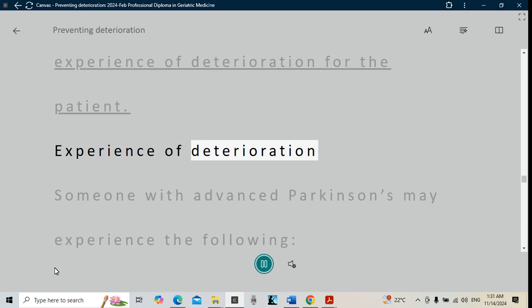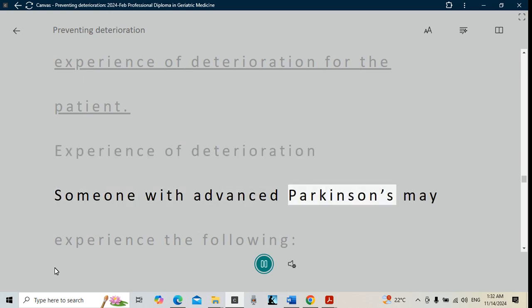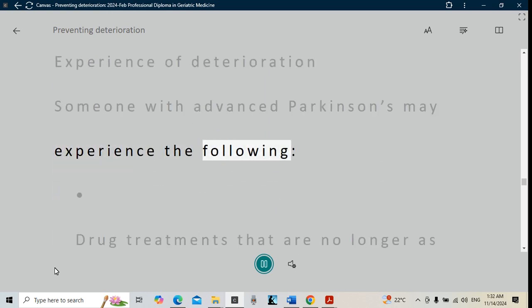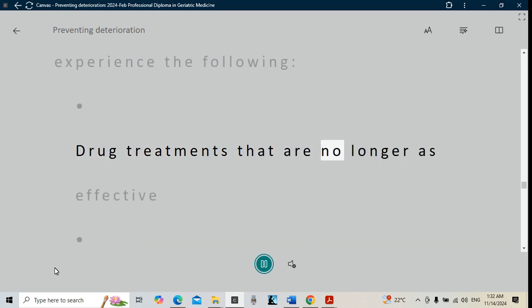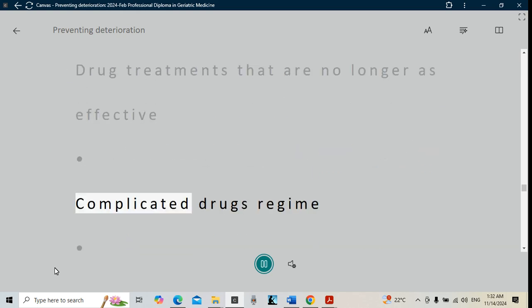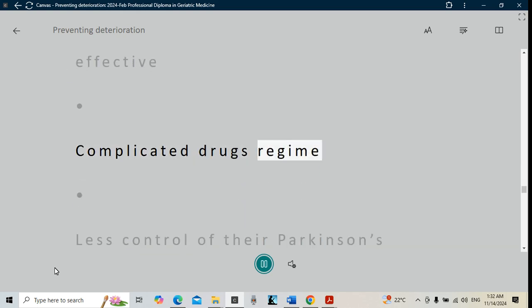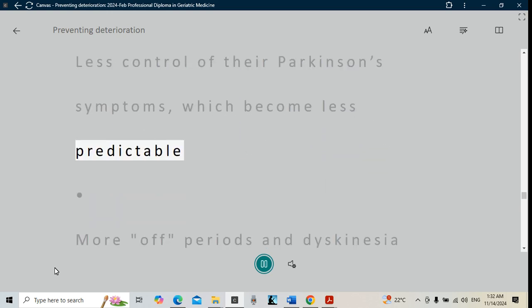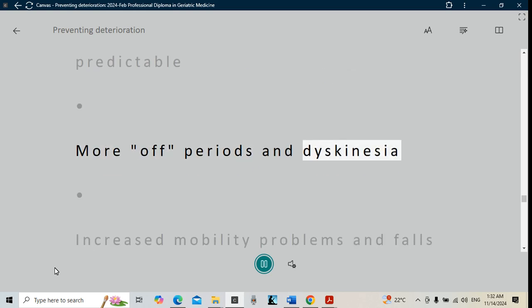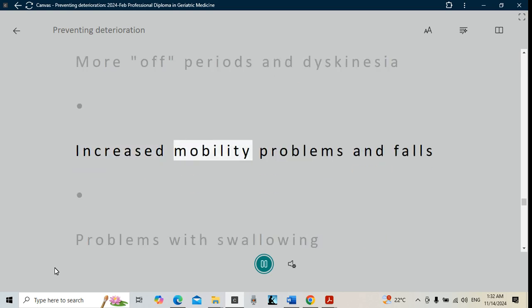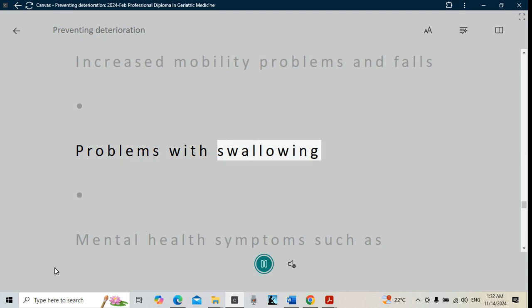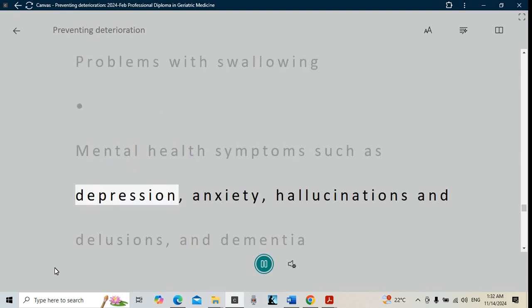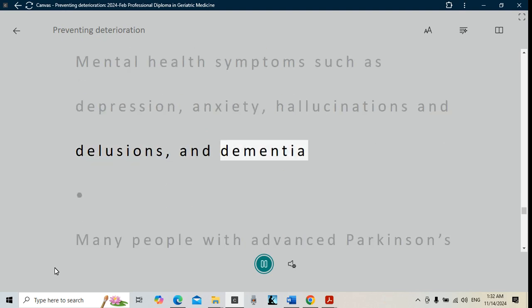Experience of deterioration. Someone with advanced Parkinson's may experience the following: drug treatments that are no longer as effective, complicated drug regimes, less control of their Parkinson's symptoms, which become less predictable, more off periods and dyskinesia, increased mobility problems and falls, problems with swallowing, mental health symptoms such as depression, anxiety, hallucinations and delusions, and dementia.